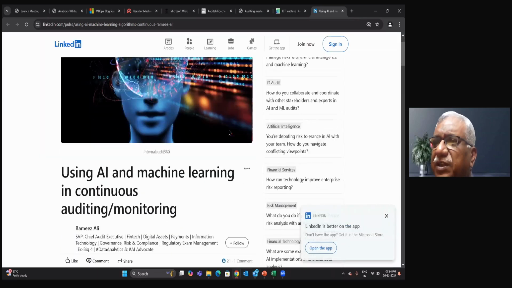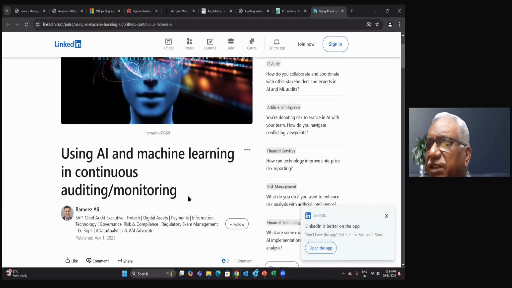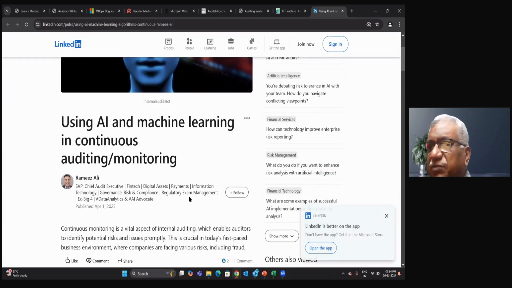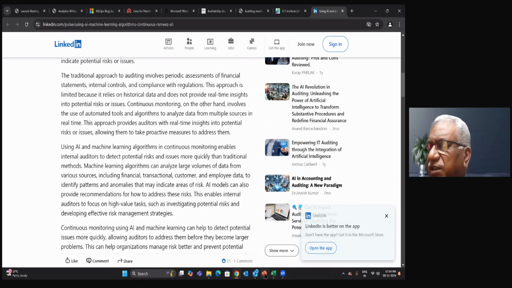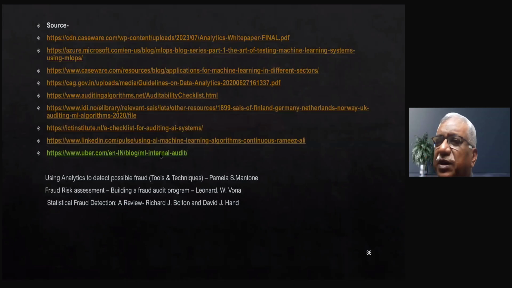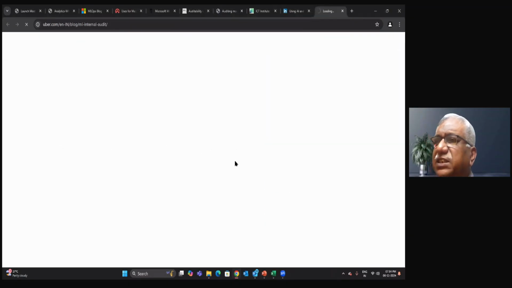So we learn AI and machine learning in continuous controls monitoring. This is where, of course, we still teach embedded audit module, audit hooks and all that, but try to learn the machine learning part of it. And the last of these is a case study from Uber.